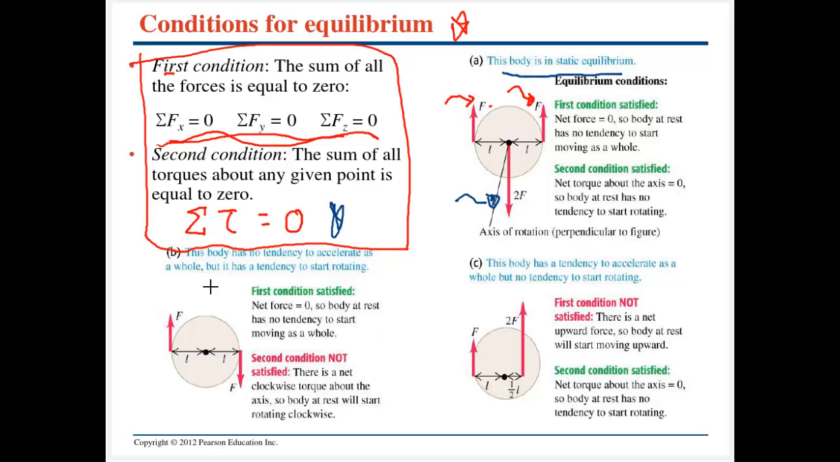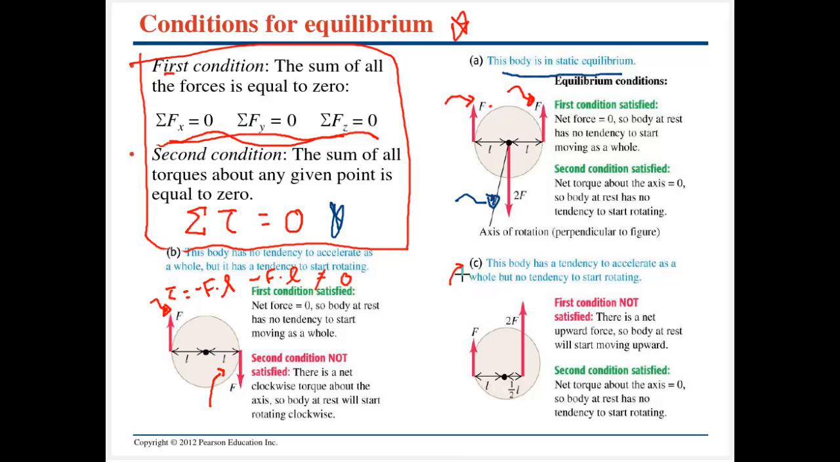If I look at figure B, here I meet all of the force criteria. I'm going to have zero net force. I have a positive force and a negative force. However, if I look at the torque criteria, I'm going to get a negative torque. That's going to be negative force multiplied by that length L. This one is also going to give me a clockwise torque, negative force multiplied by L. So my sum of torques is not equal to zero. Therefore, this object is not in equilibrium.